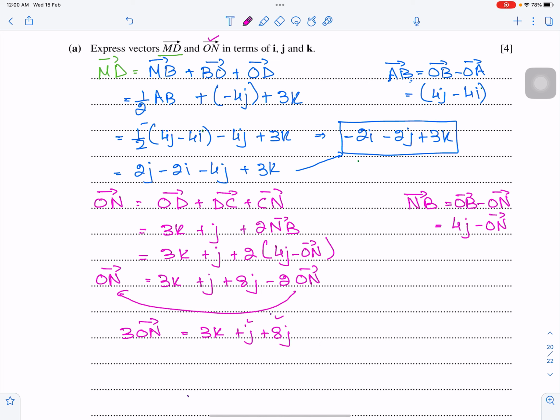Now 8J, 1J will be equal to 9J. Yes or no? So it will be equal to 9J and this is 3K. And this 3 which is here will go as a divider here, and this will give me 3J plus K. So this is my vector ON. Now I have done part 1.